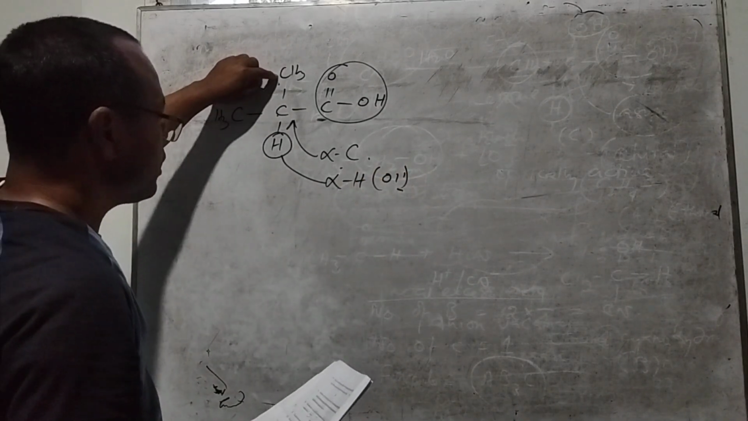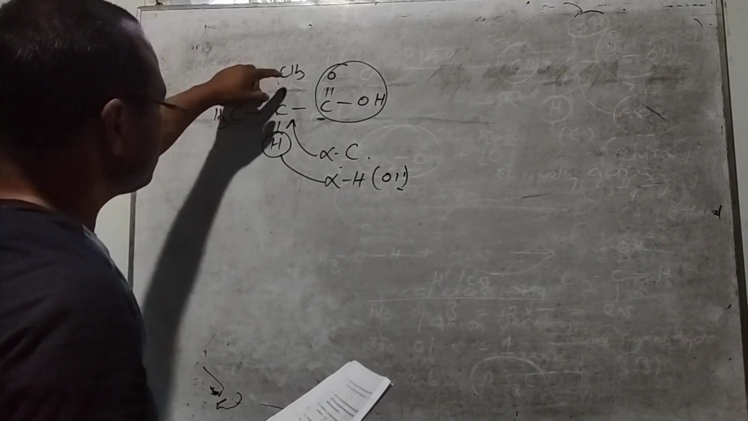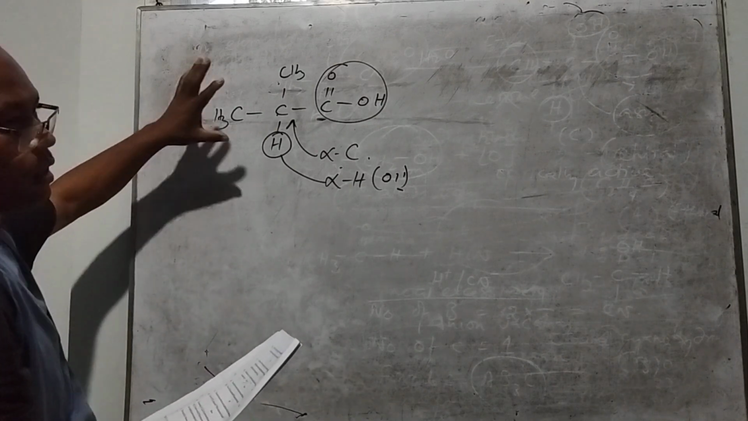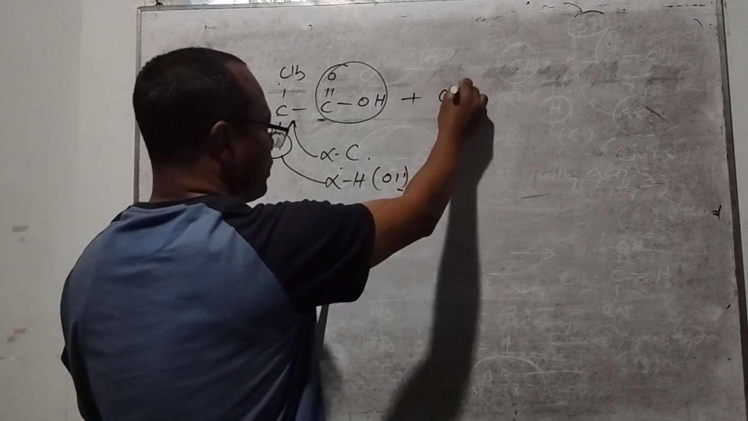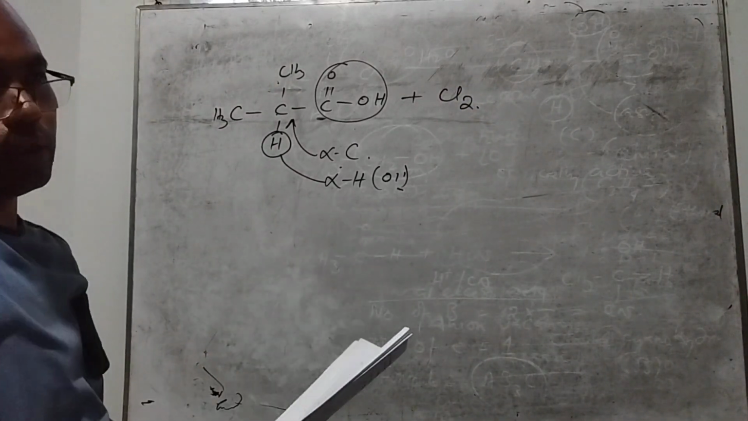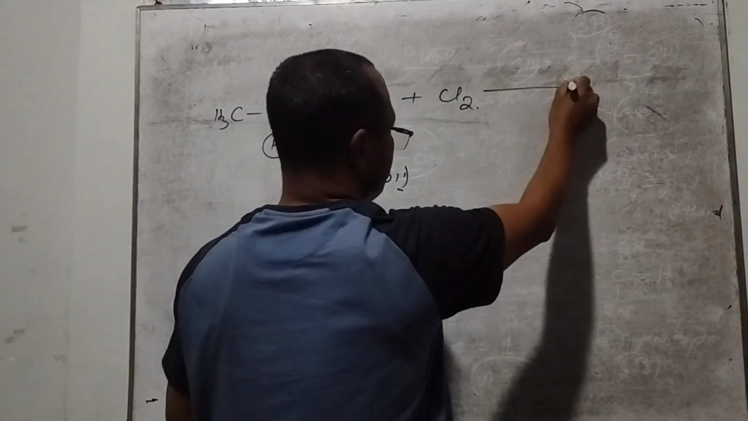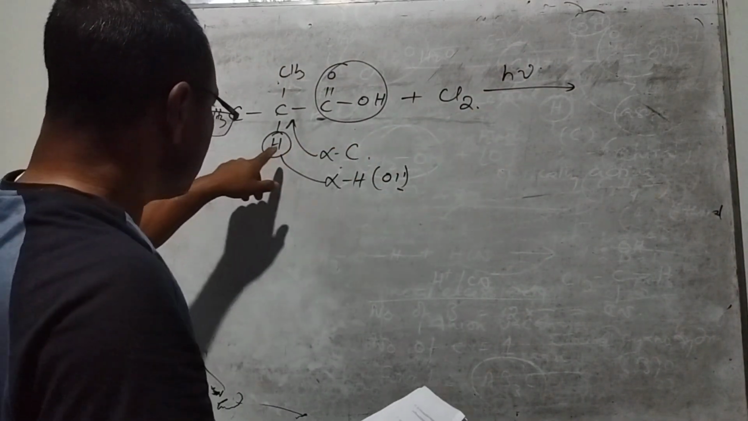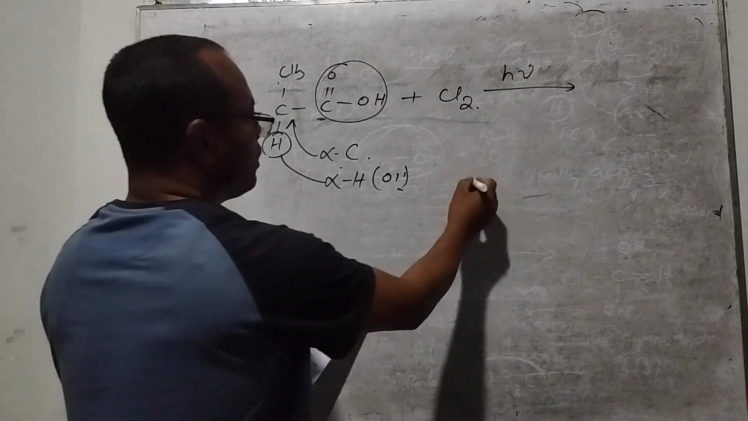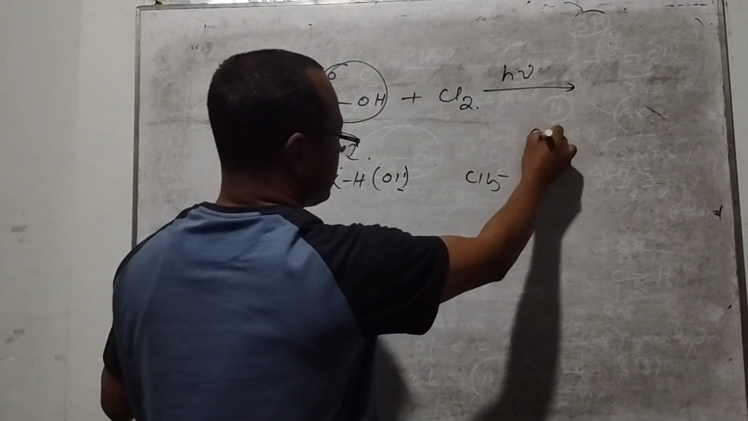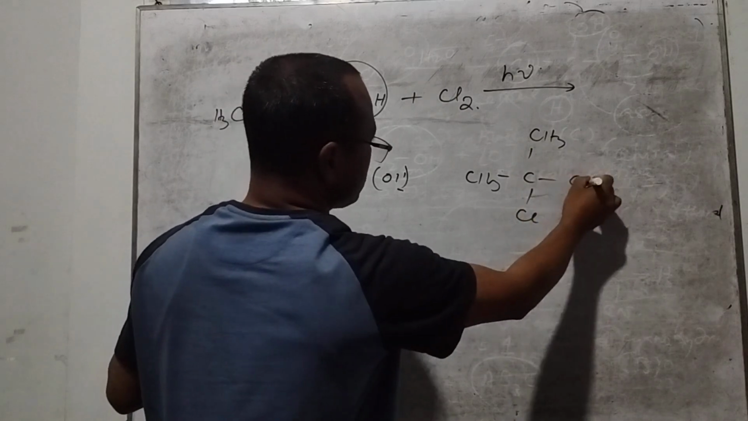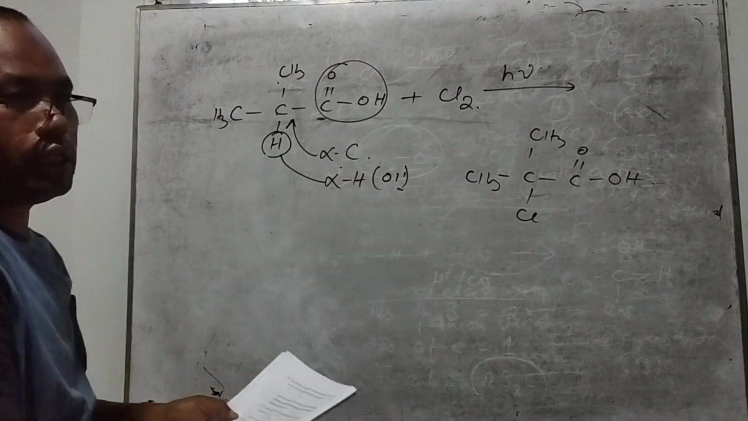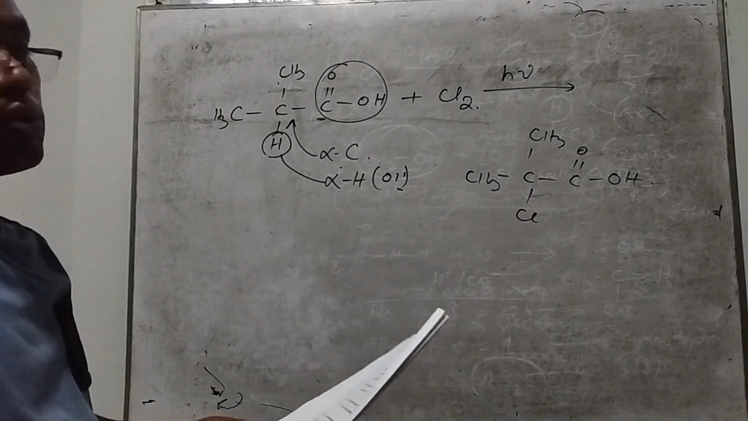Now, this is not an alpha carbon, this is not an alpha carbon. So we don't consider this hydrogen, we don't consider this hydrogen. So when this compound reacts with chlorine, let me write the chlorine as a halogen, in the presence of sunlight, one of the chlorines replaces this hydrogen. Now, what will be the products we found here? So here this will be chlorine, and the other remains unchanged. This type of reaction we call the Hell-Volhard-Zelinsky reaction.